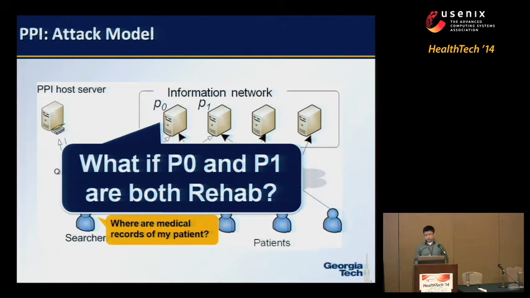Now we discover a new privacy attack, which is something like this. What if these two redirected hospitals are both rehabs? Then, no matter which hospital the patient actually visited before, the attacker can still infer something about this patient's previous visit and maybe his medical condition.